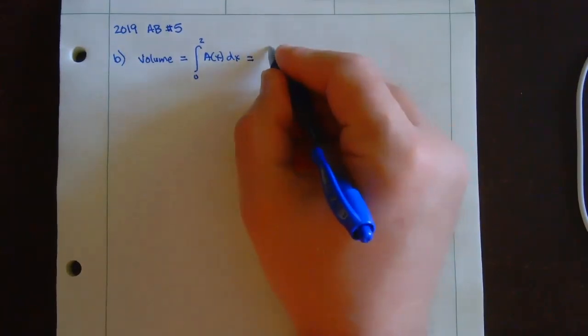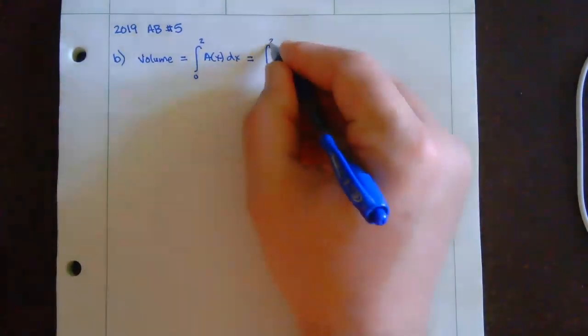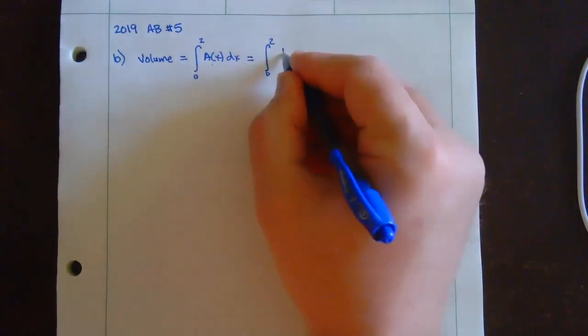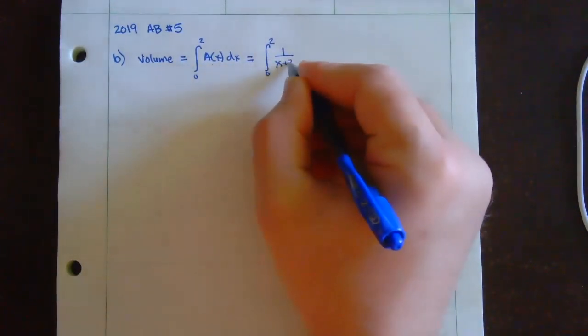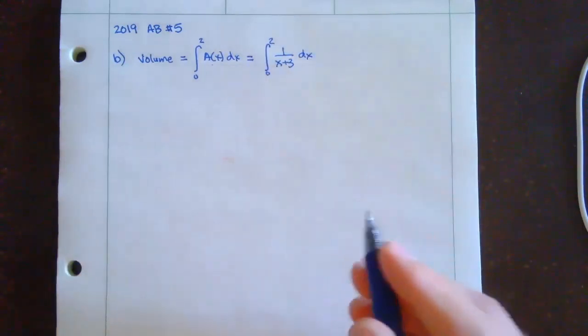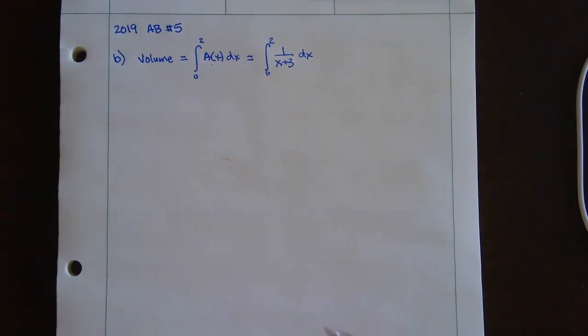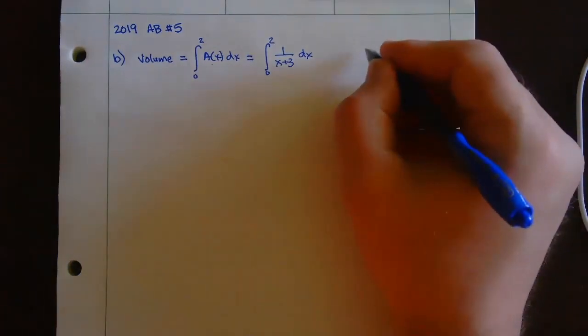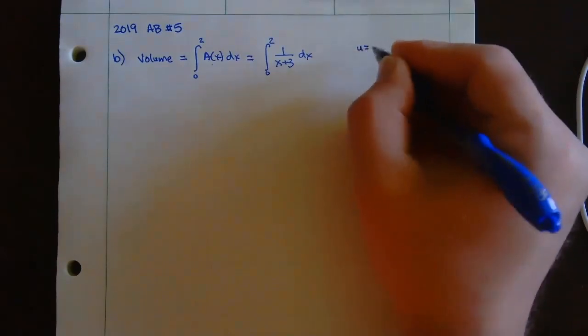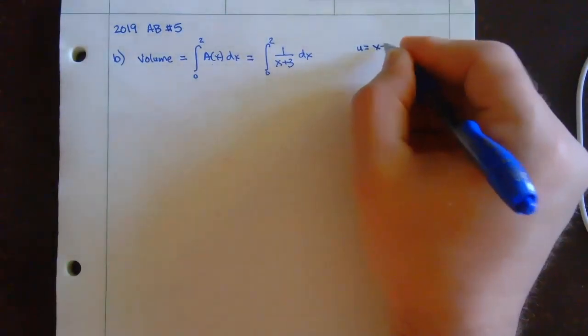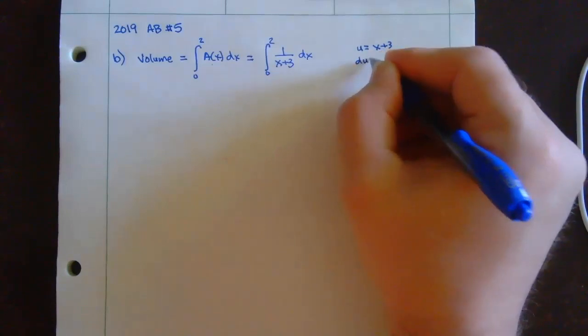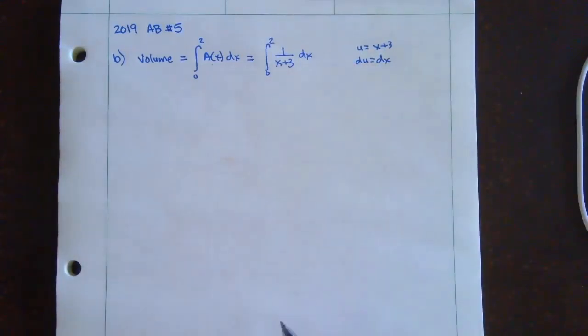So this is the integral from 0 to 2, and this area function right here is 1 over x plus 3 dx. Now, I'm going to use integration by substitution. Some of you can do this mentally, and that's absolutely fine. I just like to play it safe and use u substitution to make sure I don't miss a negative or something, because it'd be easy to do. So u is equal to x plus 3, and then du would be equal to dx.